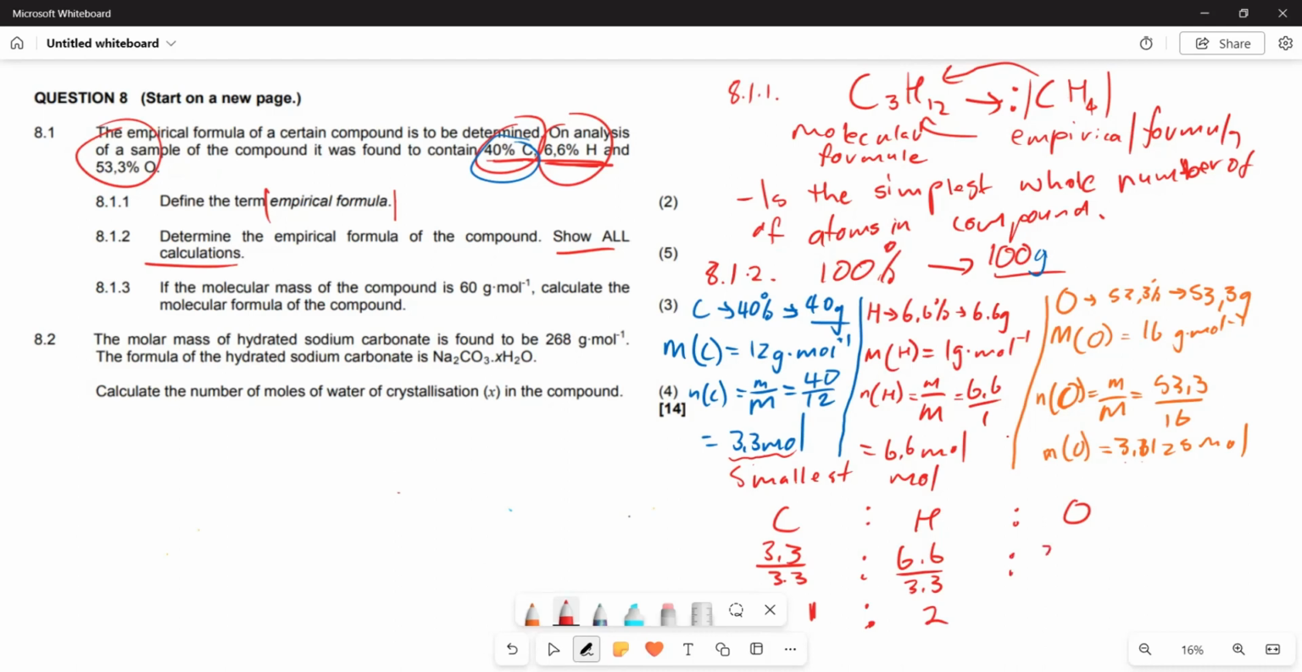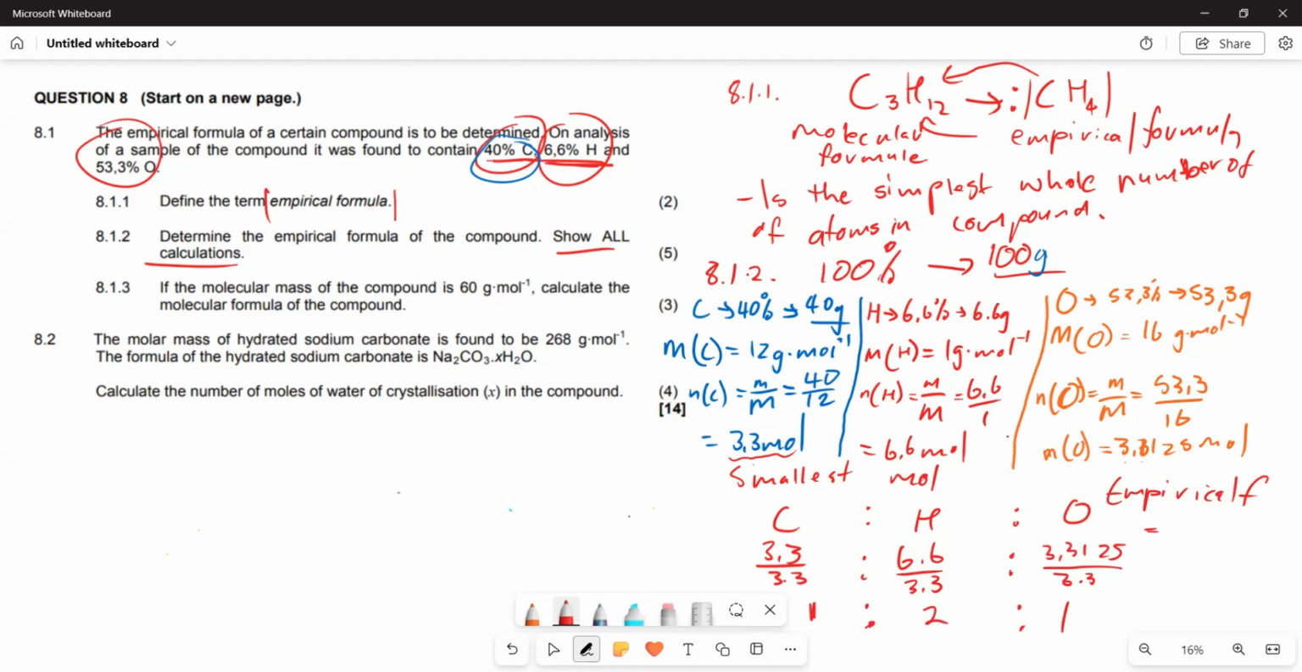Now there you are having 3.3125, approximately. Now when you're dividing by 3.3, you are getting 1, all right? So the ratio here is 2 to 1. And now as soon as you have that, it means now your empirical formula, the empirical formula that you're going to find here, is going to be what?